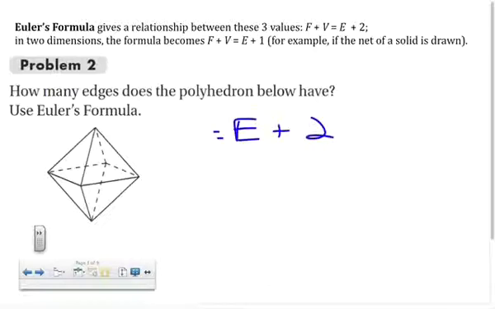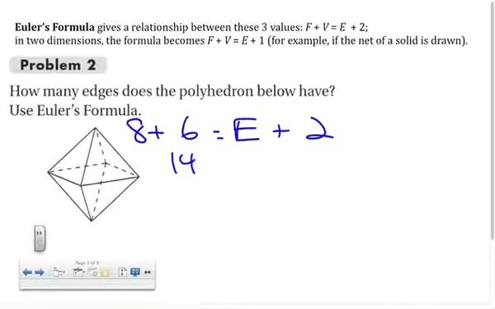Edges plus 2 will equal the number of faces plus the number of vertices. How many faces does the figure have? It has 8. There's 4 going around the top and 4 going around the bottom. And then how many vertices does it have? It has 6. The top point, bottom point, and the 4 points going around.